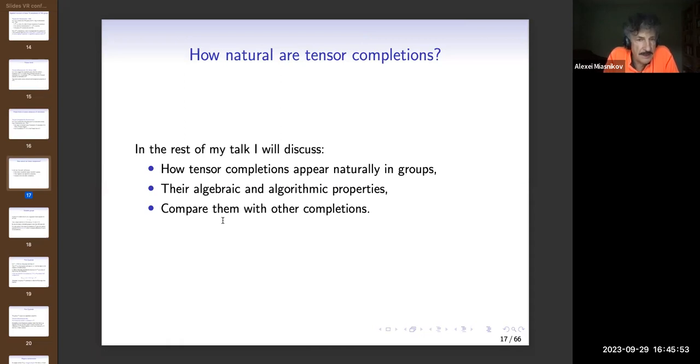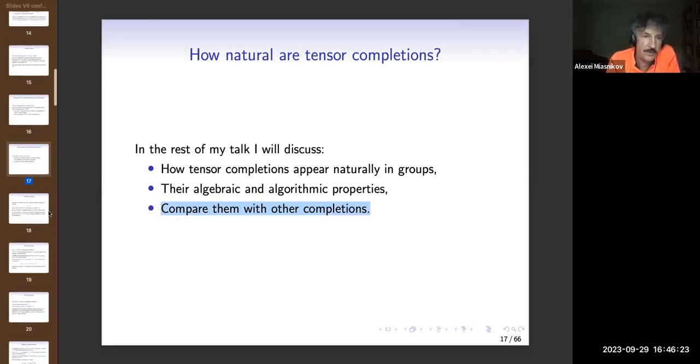So I would like to consider how it actually turns out that these completions appear naturally in groups. It's not quite clear now, and I would like to discuss their algebraic and algorithmic properties. And which is also very important, I think, to compare the tensor completion with all sorts of other completions which already exist in group theory. So that's the goal for the rest of the talk.